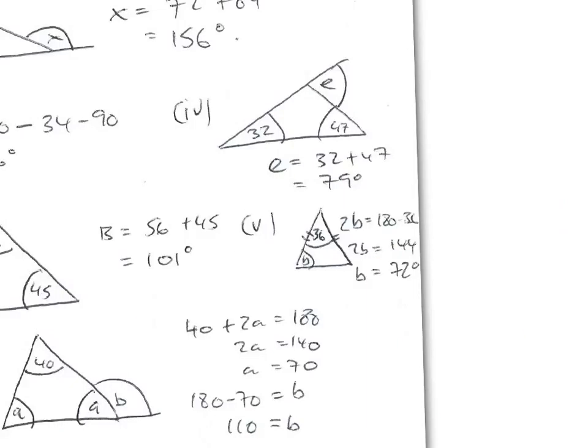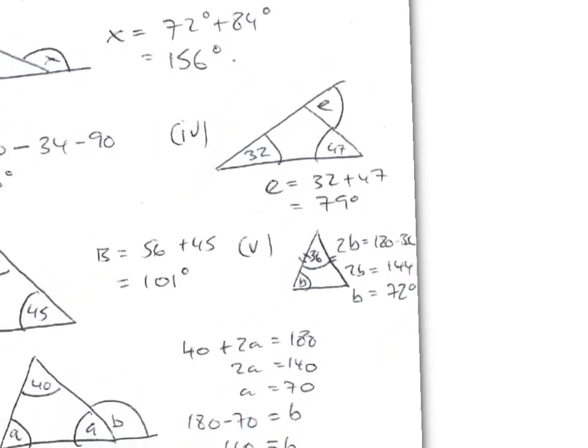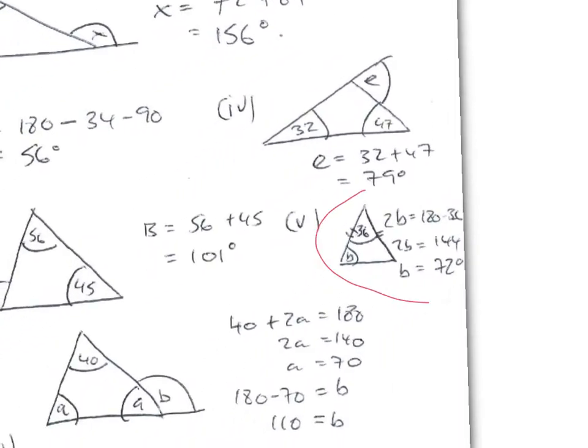Our final example here, we have an isosceles triangle. This angle is 36. We know it's isosceles because these 2 sides are noted to be the same length. So if they're the same length, then this angle here must be B also. And B plus B, 2B, is equal to 180 minus 36. Or 36 plus 2B is equal to 180. So we can work out that 2B is equal to 144. B must be equal to 72 degrees, because 72 plus 36 is 180.